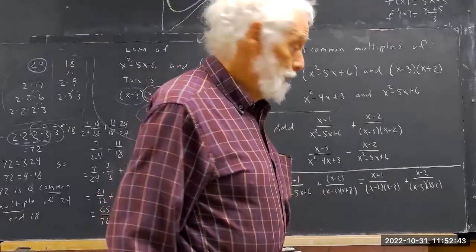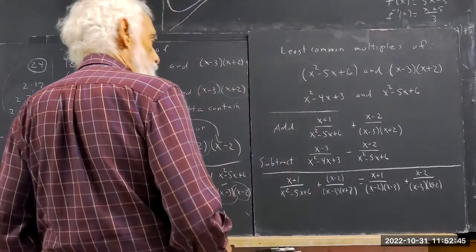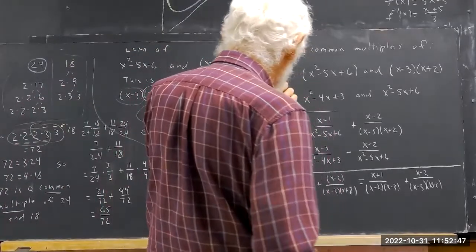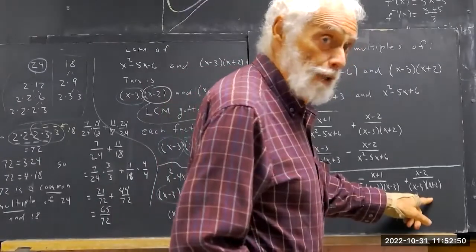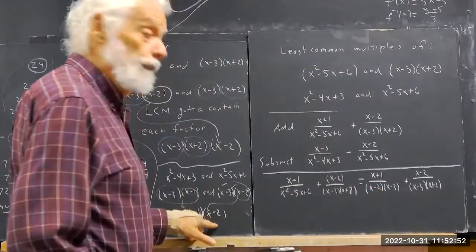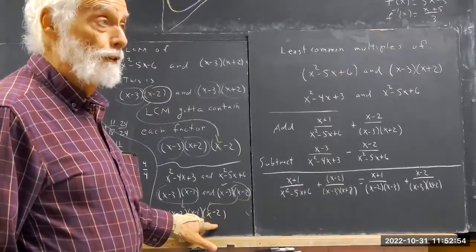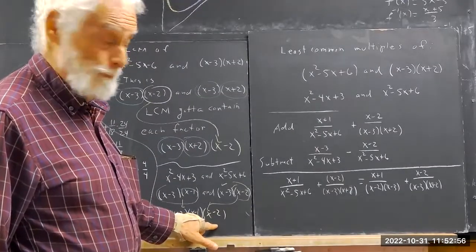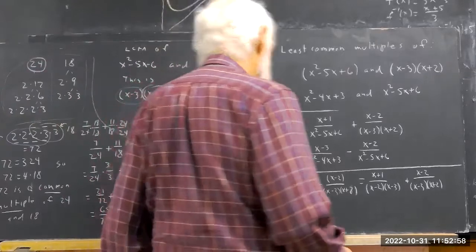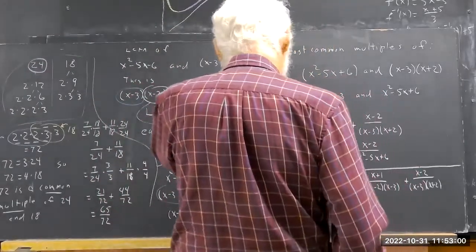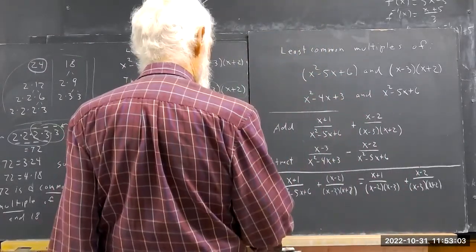Okay. So we identify that the least common multiple of these two denominators is just what we found here. And that's our least common denominator. So I'm going to just make myself a note here.